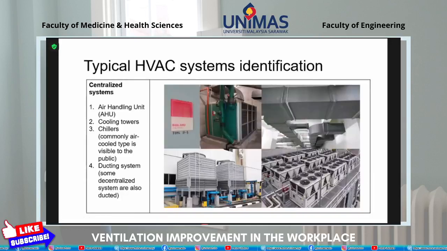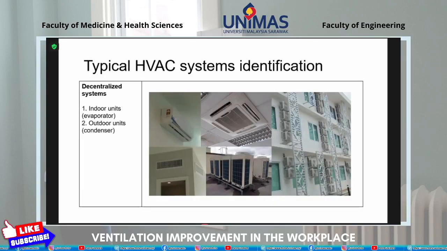Okay, as what I said just now, we can actually easily identify the typical HVAC system. For a centralized system, we can look for, if possible, the ASU room, looking for a ducting system, cooling tower, air cooled chiller, and so on. And then for a decentralized system or split unit, it is easily identified with this kind of outdoor unit, indoor unit.